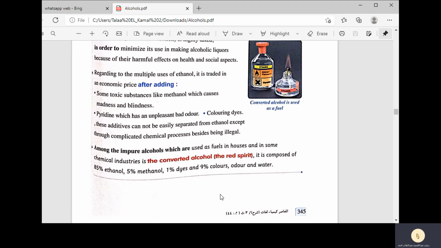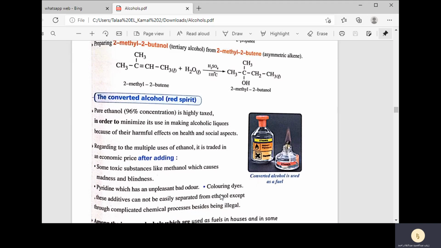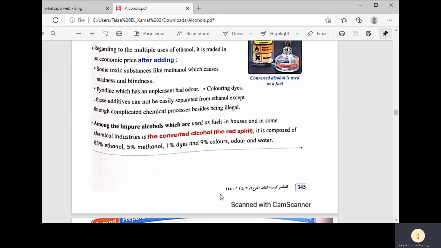So the denatured alcohol is basically ethanol with a concentration of 96%. What additives do we add to it? We add toxic material like methanol, which causes madness and blindness. Then pyridine, a chemical substance which has an unpleasant smell. Then we add coloring dyes so that it doesn't look clear. These additives cannot be easily separated from ethanol except through complicated chemical processes, besides being illegal.